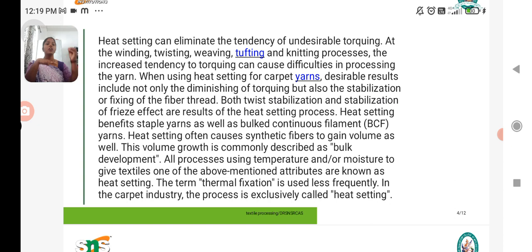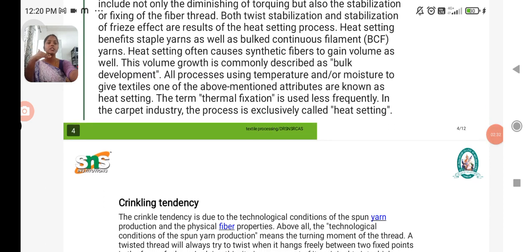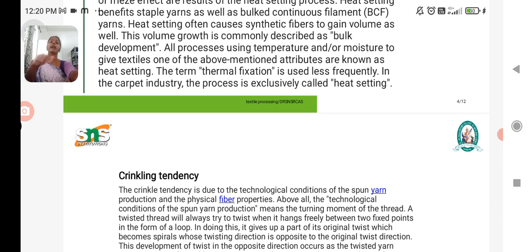Heat setting often causes synthetic fibers to gain volume as well. This volume growth is commonly described as bulk development. All processes using temperature and or moisture to give textiles one of the above mentioned attributes are known as heat setting. The term thermal fixation is used less frequently in the carpet industry. The process is exclusively called heat setting.